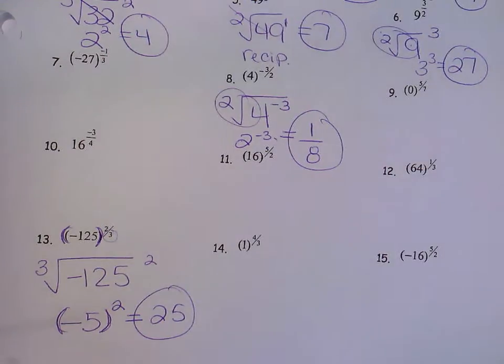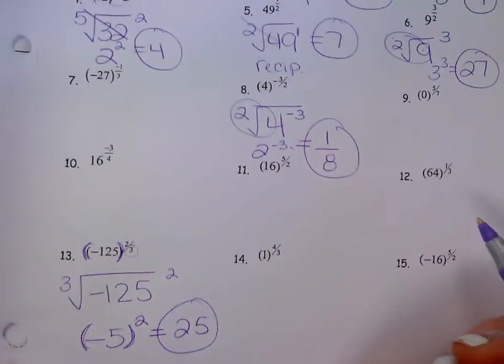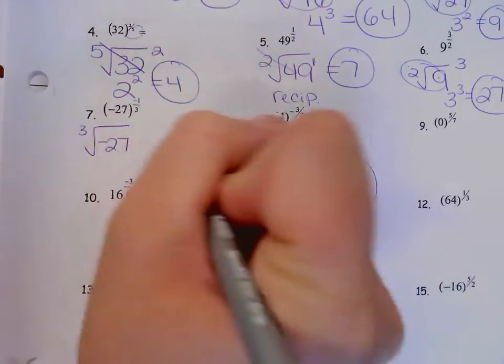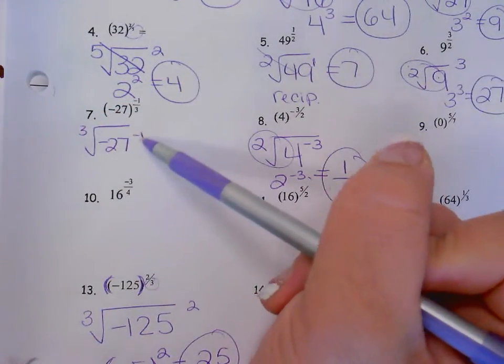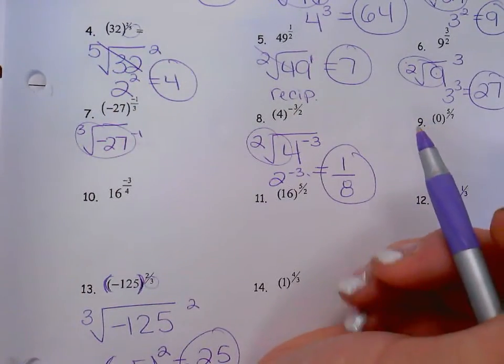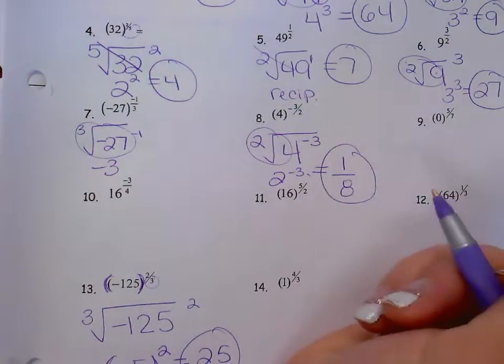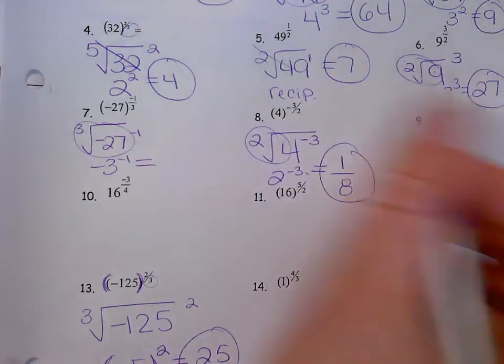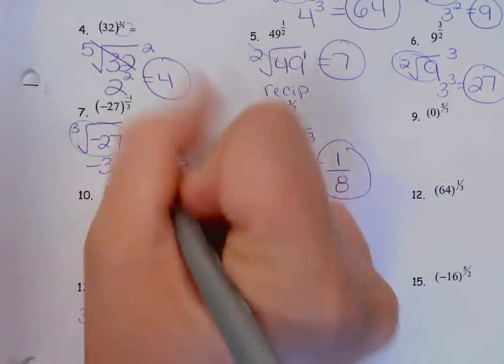All right, number 7 is a tricky one because you're taking the cube root of negative 27, and then you're going to take the reciprocal of the answer at the end. So the cube root of negative 27 I can do. That answer would be negative 3. And then I have to take the reciprocal of that negative answer. So I'm going to get negative 1/3 as my final answer.